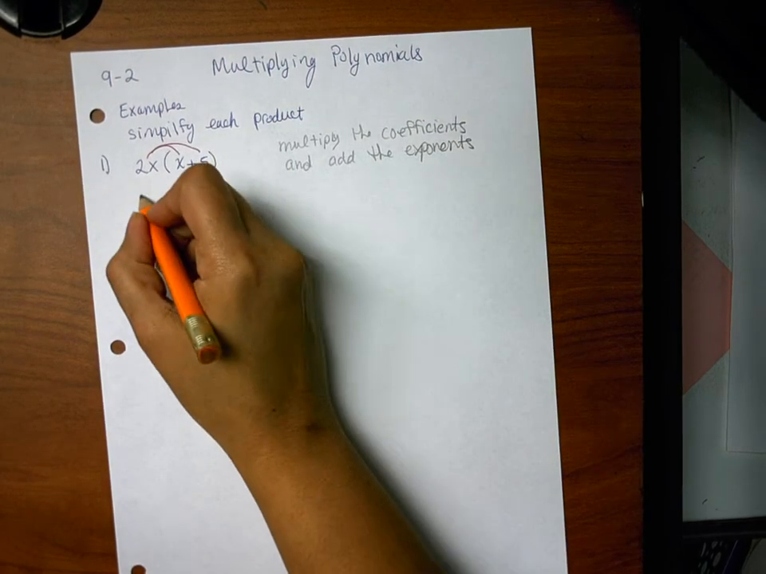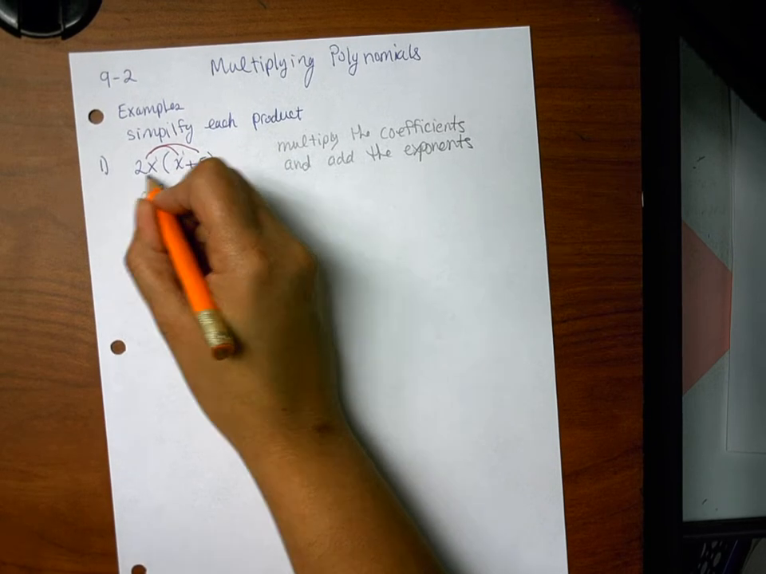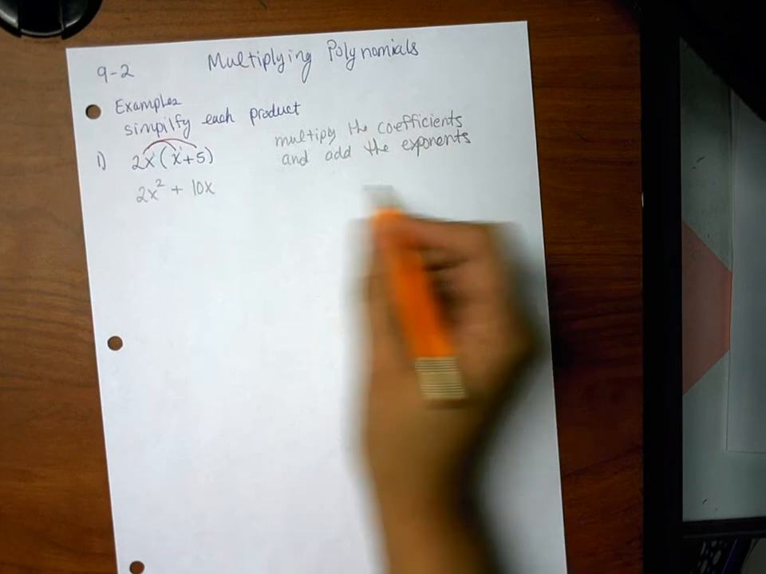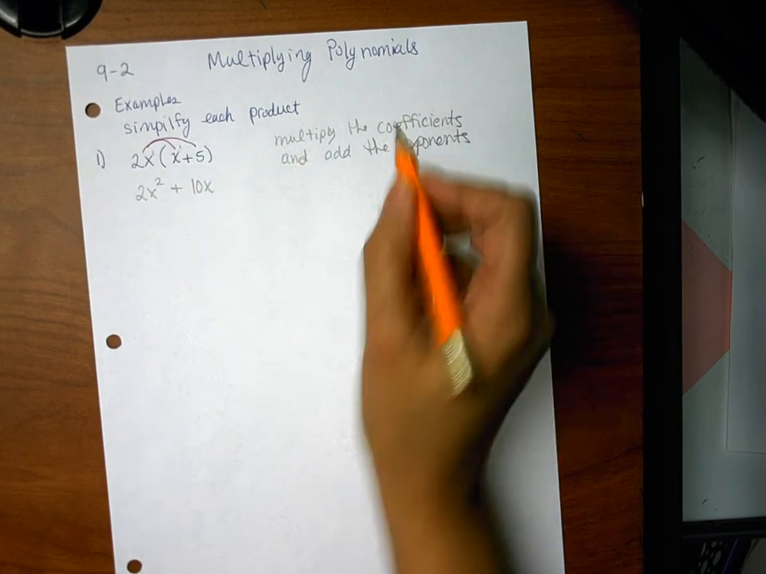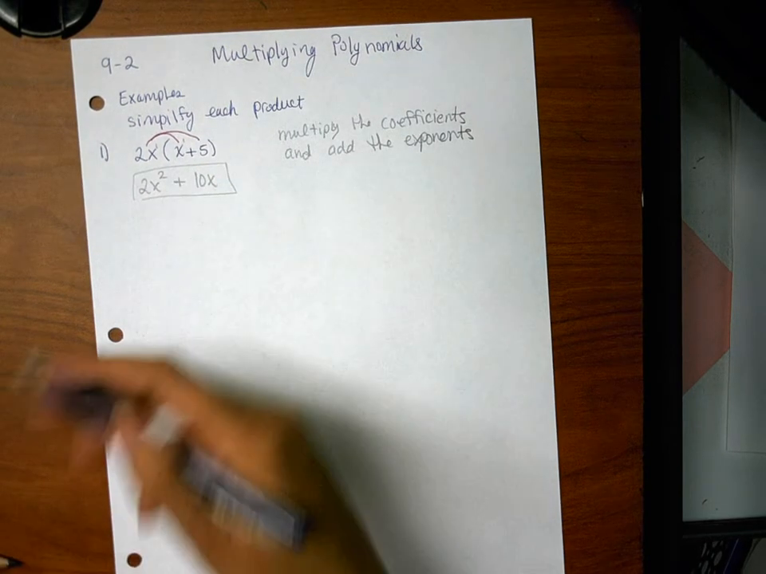So 2x times 1x is 2x, and you add the exponents, squared, plus 2x times 5 is 10x. X stays x because there's no exponent. There's no like base here to add with it. So this would be your answer, 2x squared plus 10x.